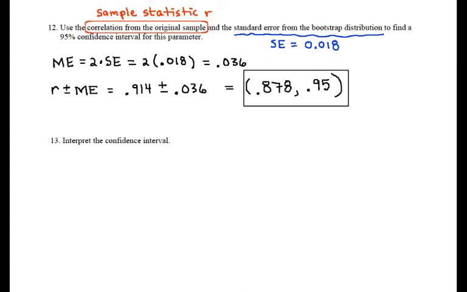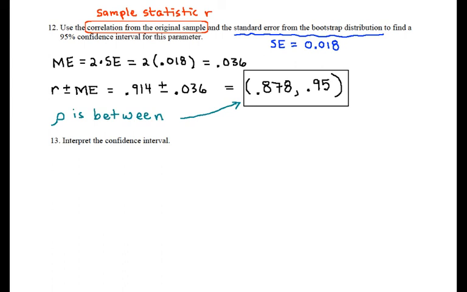And now I want to interpret it. Before I start my interpretation, I really want to think about what parameter this estimates and write out the crude version of the interpretation first. So I'll write that above. My crude version is that the parameter rho is in the interval from 0.878 to 0.95. Or actually, better yet, let me back that up and say a slightly better crude version is to say that rho is between these two numbers.